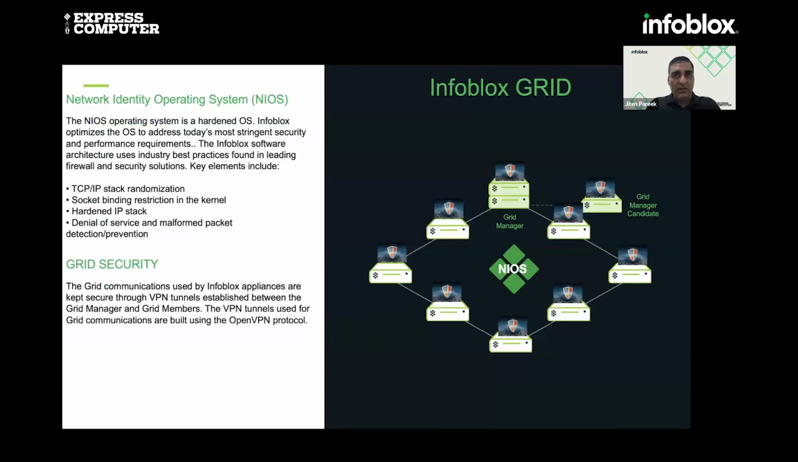And this is where the enterprise-grade DDI provides a hardened OS, which is free from any unneeded software, with randomization, socket binding, denial of service protection, malformed packet handling, and a hardened IP stack for detection and prevention, as well as communication among the various components. It is a secure communication, so that we can avoid man-in-the-middle attacks.